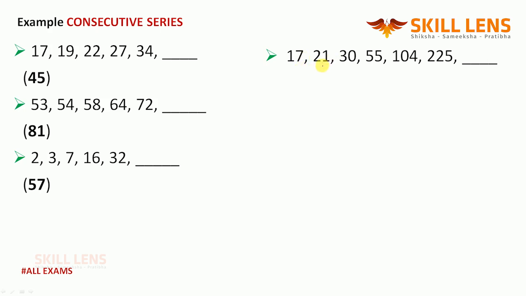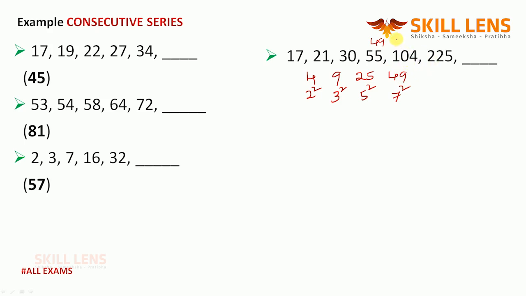Look at the difference first. 17 and 21. So 4 is the difference here. 21 and 30. How much is the difference? 9 is the difference. 30 and 55. The difference is 25. I got something: 2 square, 3 square, 5 square. So next difference is how much? 49, no? Because 9 plus 5 only you will get 14, right? So this difference is 49. So this is 7 square.